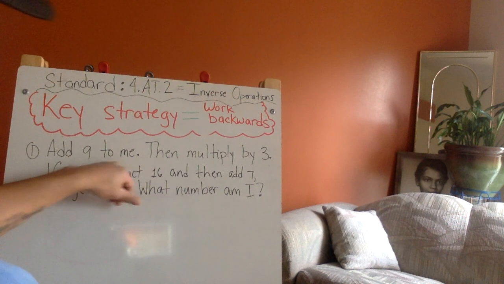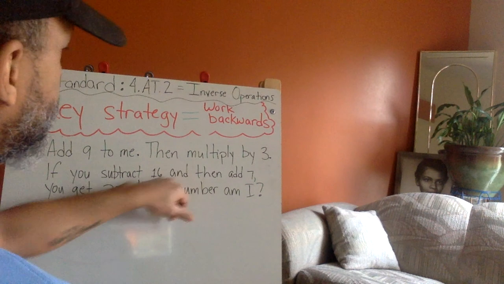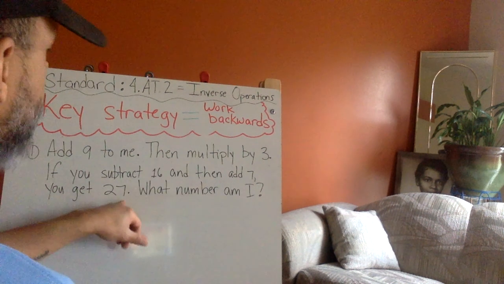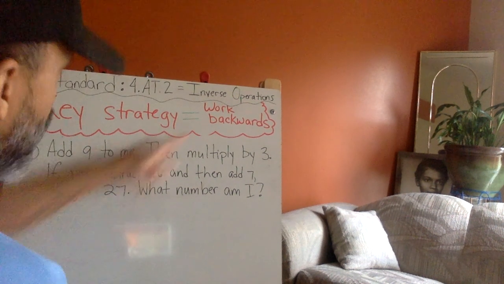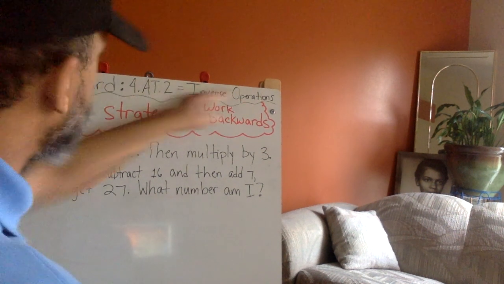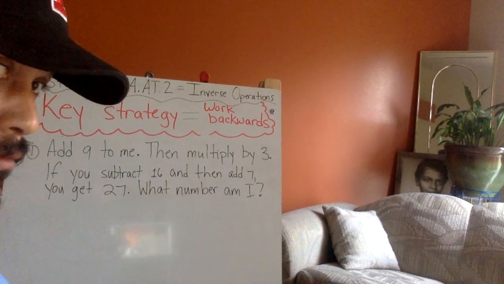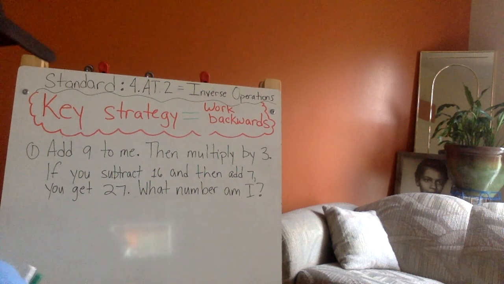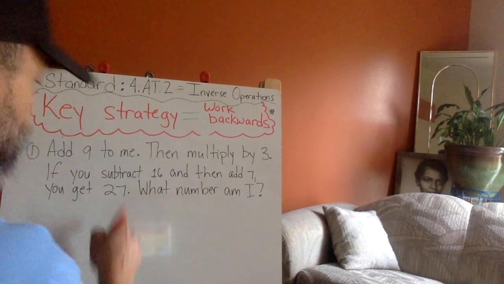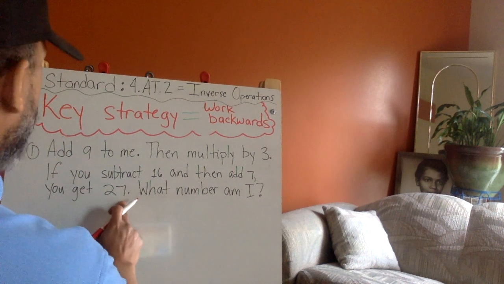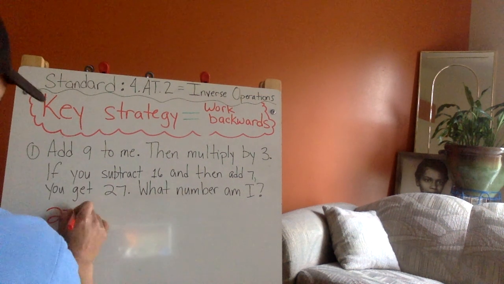Add 9 to me, then multiply by 3. If you subtract 16 and then add 7, you get 27. What number am I? So in order to solve this problem, I said we're going to work backwards or do the inverse operation according to our standard. So I'm going to start at the end with my number 27, because that is the number that we get when we finish. So we're going to go backwards. Start at the end of the problem and go inverse to the front. So I'm going to start with the number 27.